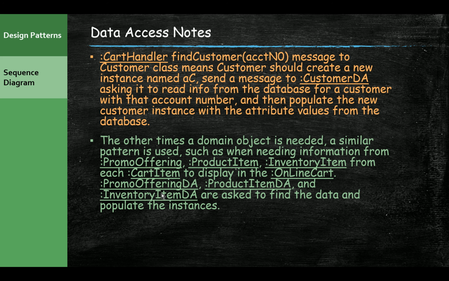So all the ones that say DA are data access classes, which are asked to find the data and populate the instances. On that sequence diagram, every time you saw DA, that's what's finding the item and populating the instance for the actual class, for the actual object that gets created. So the customer object is more or less derived from that customer DA object, which goes and gets that stuff from the database to populate the specific instance.